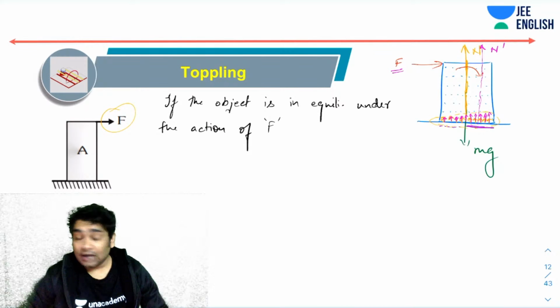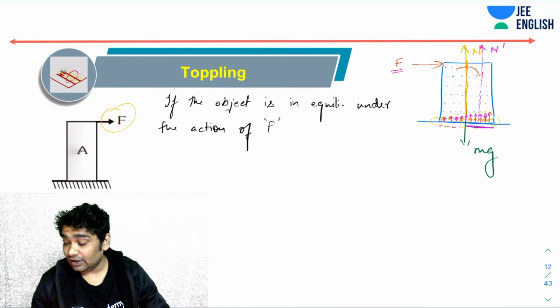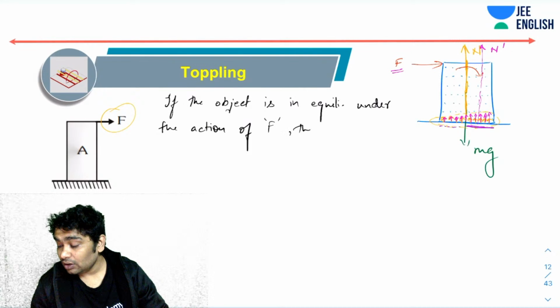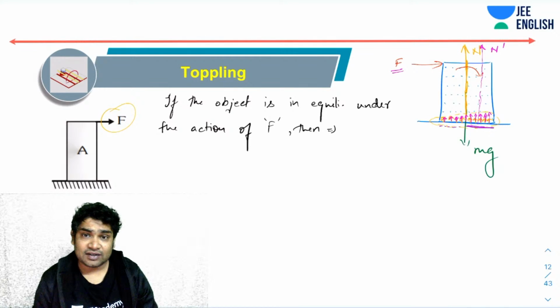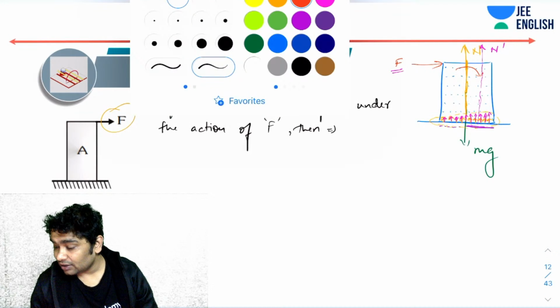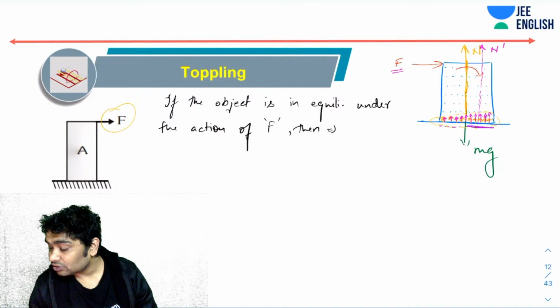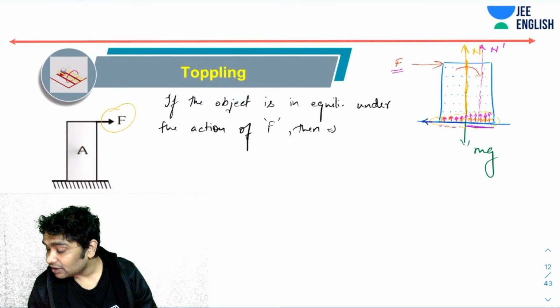Now, all I can say is that if the object is in equilibrium under the action of F, then let's write the equations. Let's see who is balancing what and how the body is in equilibrium. There must be another force, which will be the force of friction, correct? There has to be a force which is essentially balancing the horizontal force. So there must be some friction acting. Let's draw that friction like this. Let's imagine the ground is also providing a force of friction. So that is acting like this.